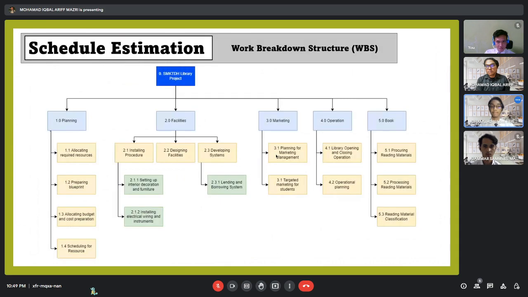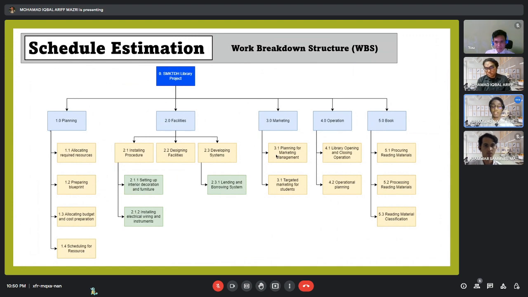Now, we are going to look at our work breakdown structure inside the schedule estimation. So there are 5 things that we are going to do, which is the planning, facilities, marketing, operation, and book. In planning, we have to allocate required resources, prepare the blueprint, allocate budget and cost preparation, and schedule for resources.